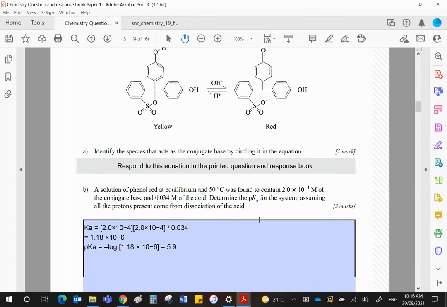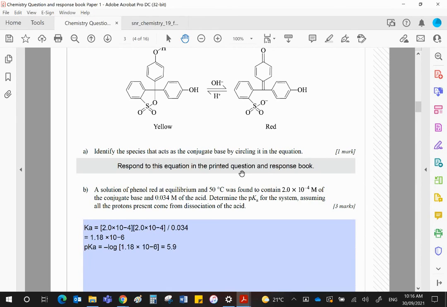Now, the next question is going to ask you about colors of the indicator and so on. Please realize this. The pKa of the indicator at 5.9 is effectively the changeover point. It's the point where the red of the conjugate base and the yellow of the acid are in exactly the same concentrations. So what we probably see at that point would be an orange color. Now, any pH below 5.9 would be yellow, and any pH above 5.9 would be red.